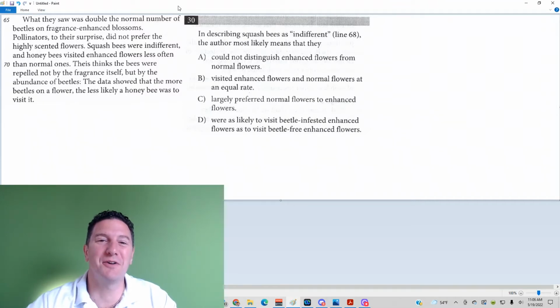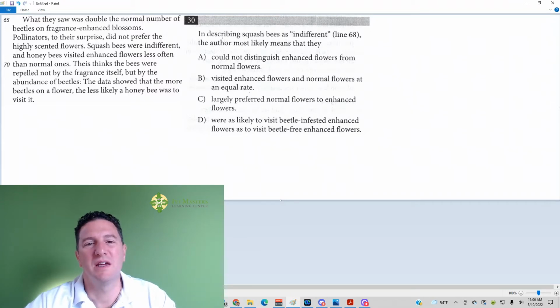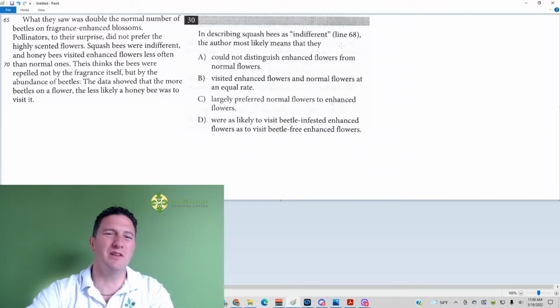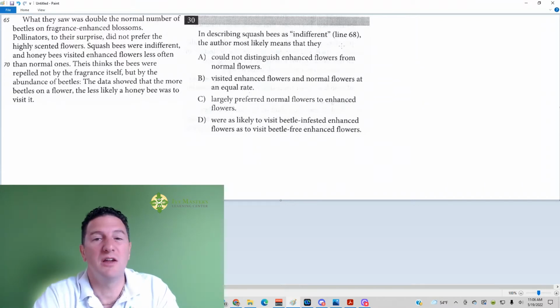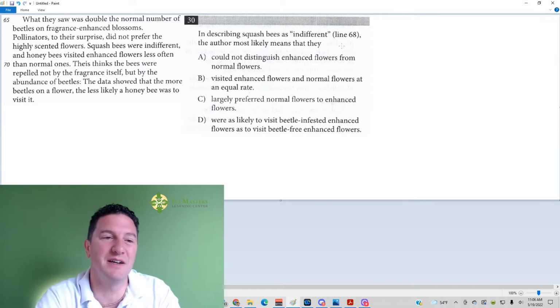And today we're going to look at Test 6, Section 1, number 30, which reads, in describing squash bees as indifferent, line 68, the author most likely means that they what? So, a little vocabulary helps here. If you know indifferent means you don't care one way or the other, that could be helpful for this question, but you still may be able to get it based on the context.